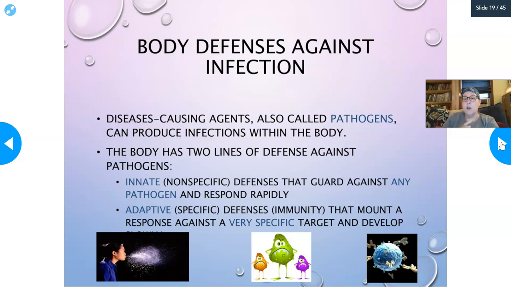So it sees a certain virus and it will react exactly to that virus, make antibodies that are specific to that virus. And then if your body sees that virus again later, it will remember that virus and know what to do with it, to the point where you won't even have symptoms.